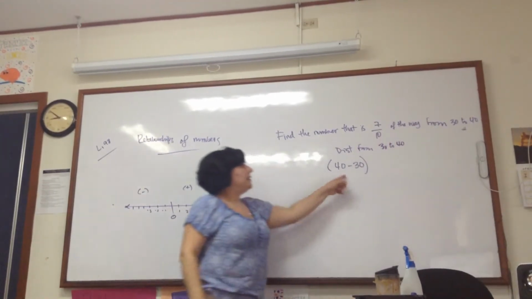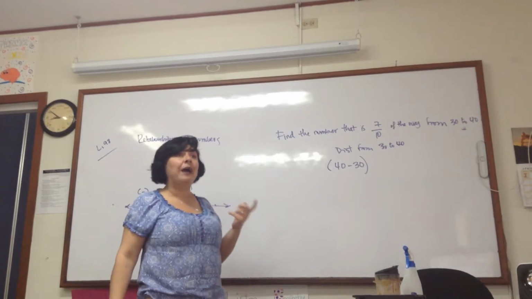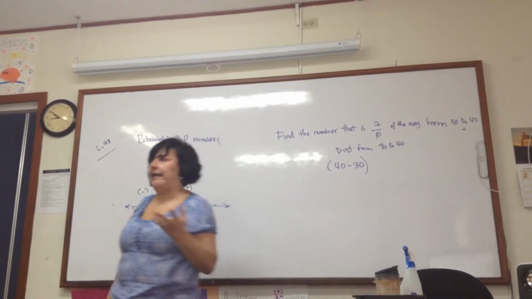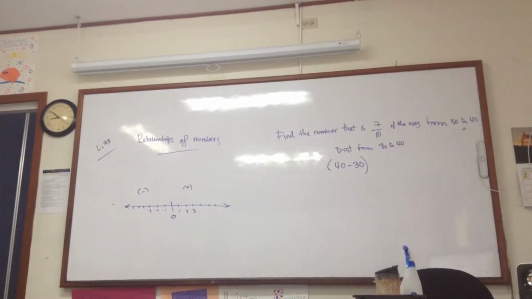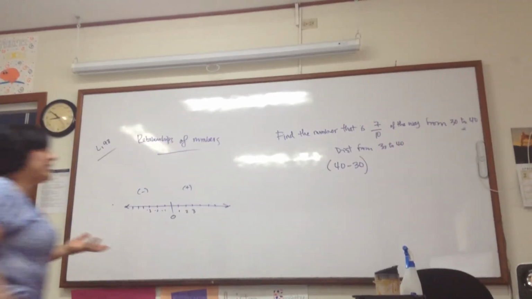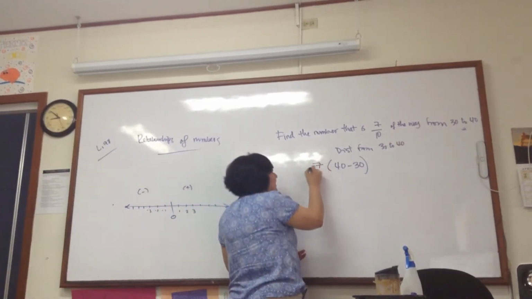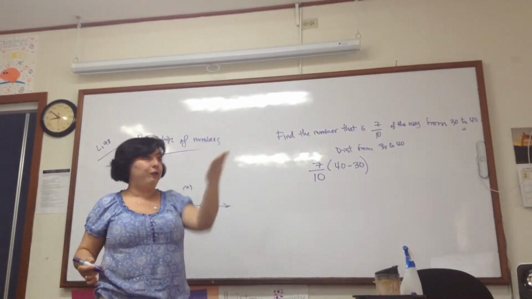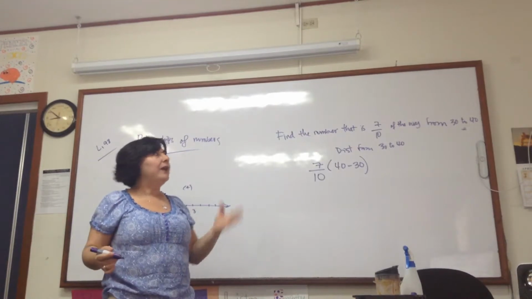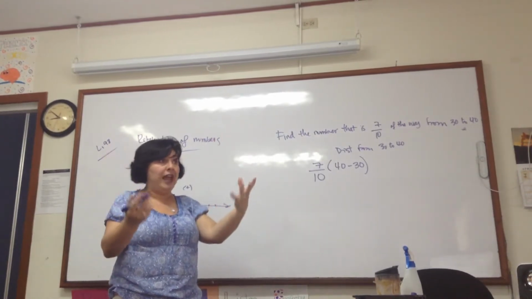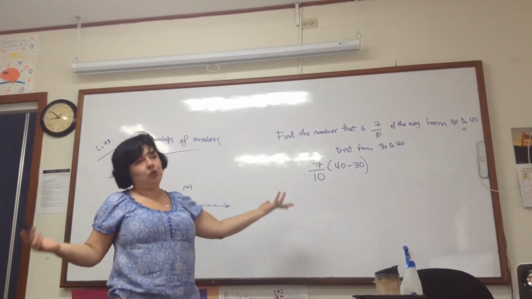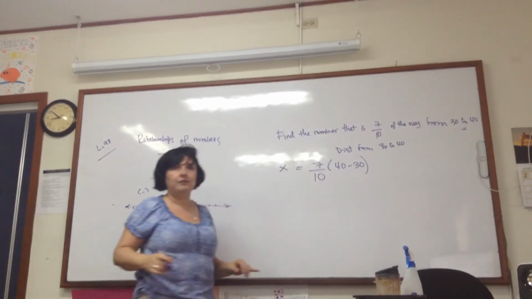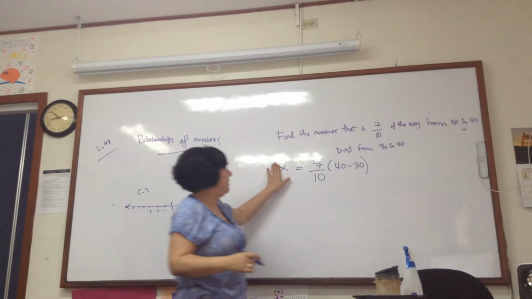Right? That's the distance. And you want to find the number that is 7/10 of the way. The word of, what does it remind you of? Multiplication. So it's got to be 7/10 of the way of the distance from 30 to 40. So you did it in your head, but now we're translating what you did in your head to operations, because that's the whole point of math, right? So plus 30. The answer is 37.